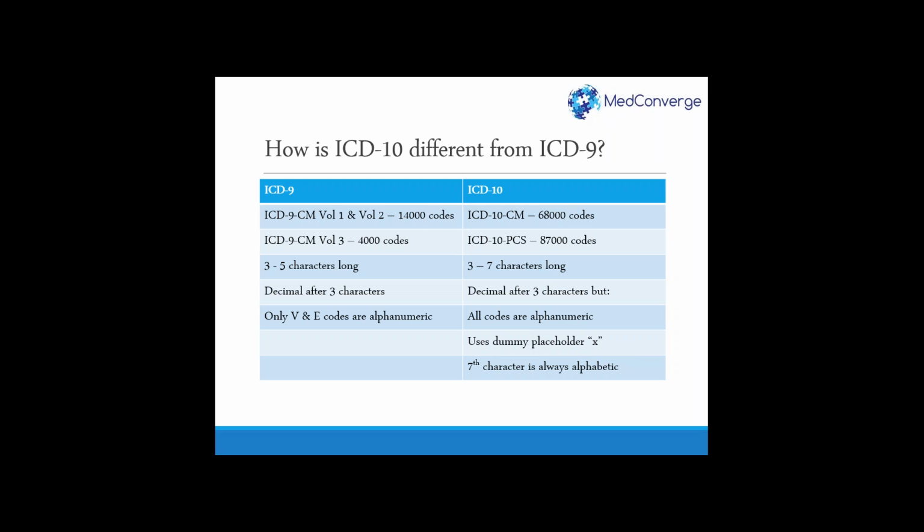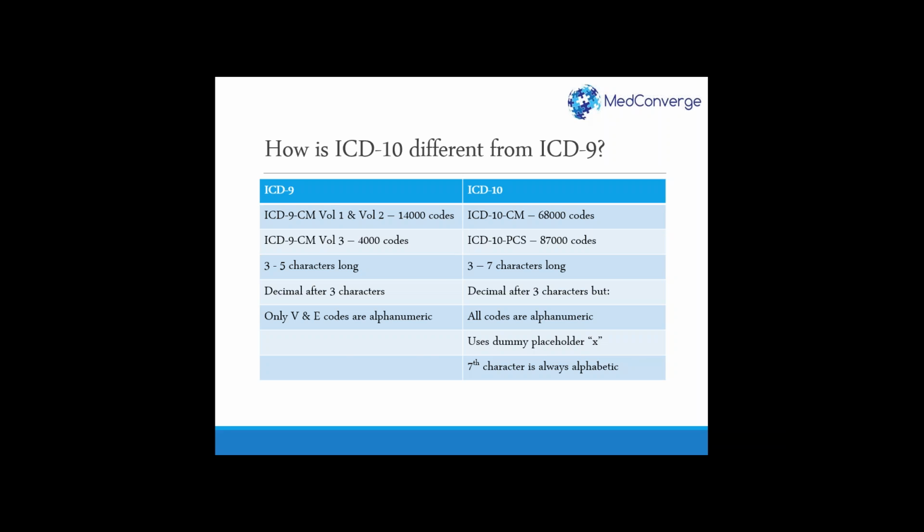And the 7th character is always alphabetic in ICD-10. In ICD-9 too, we had alphanumeric codes, but only 2 chapters. One is the history and conditions affecting, or historical conditions, things like that. Status codes. We call the V code status codes. Only those codes began with a V, and then the accidents and the poisoning, that chapter began with an E. Other than that, all the other chapters, the codes were pretty much numeric and not alphanumeric.